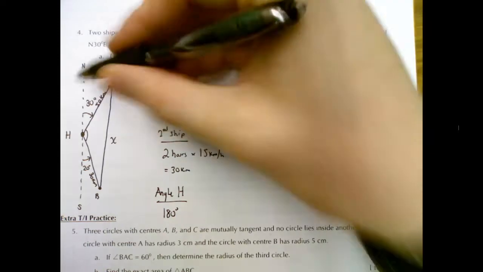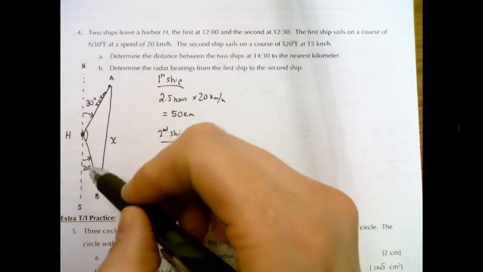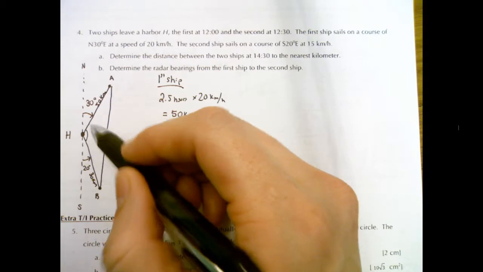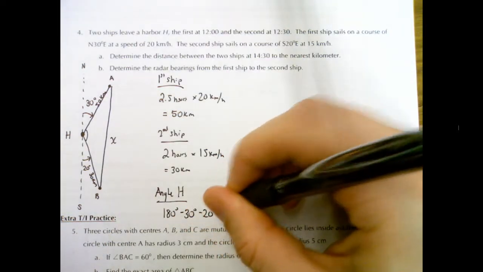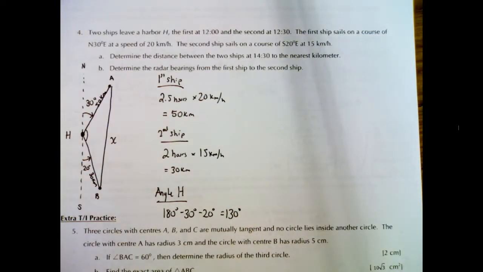180 degrees should be the bearing from north to south. And if we've used 30 degrees to travel a little east from north and 20 degrees to travel a little east from south, the remaining would be 180 minus those two angles, which is 130 degrees.